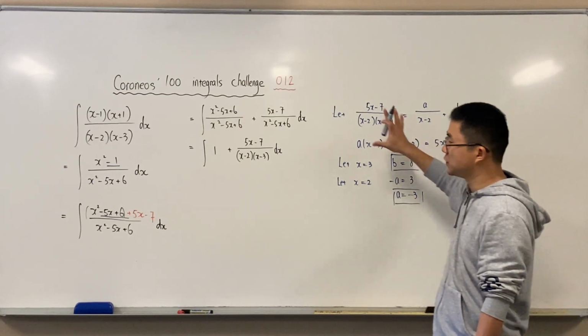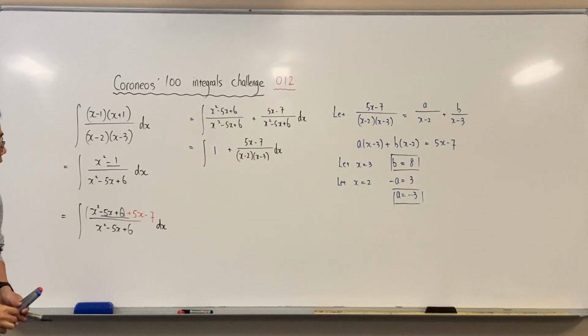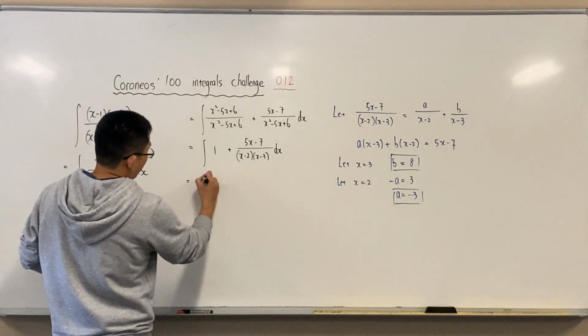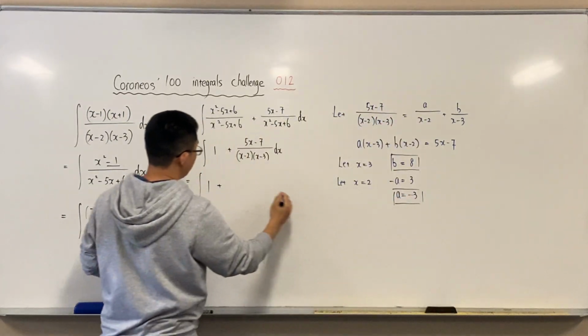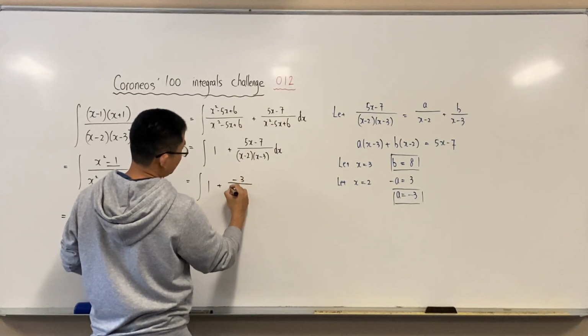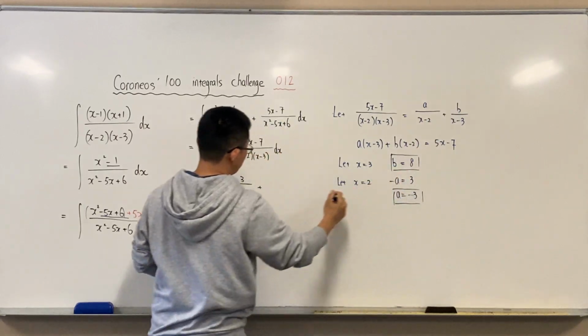Now I can substitute these back into our question, and we can finally integrate. That gives us 1 plus A, which is equal to minus 3, and B is equal to 8.